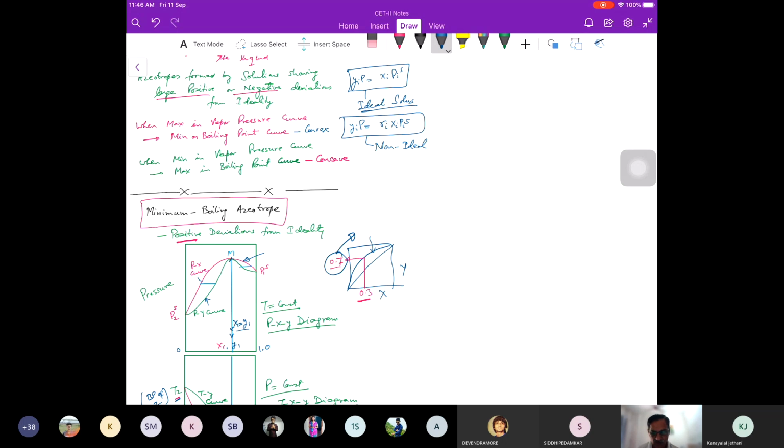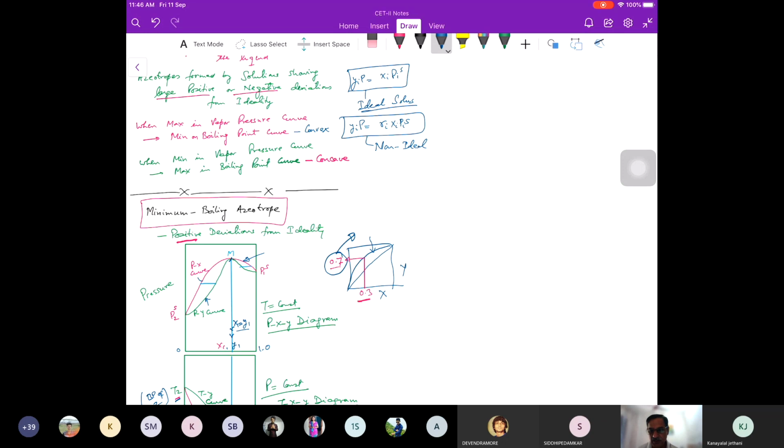But what happens in azeotrope? When I boil it, the vapor will have the same composition as the liquid. So there is no benefit, we cannot do distillation, we cannot do separation. Whatever the liquid composition is, the vapor composition will be the same, right? And that happens because of non-ideality, because of positive deviations from ideality and negative deviations from ideality.